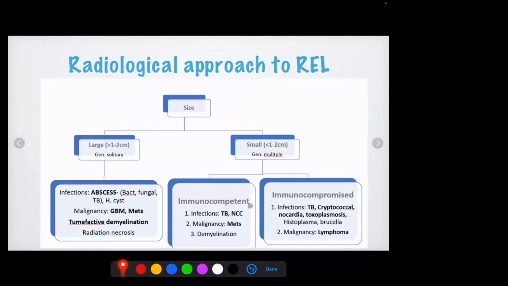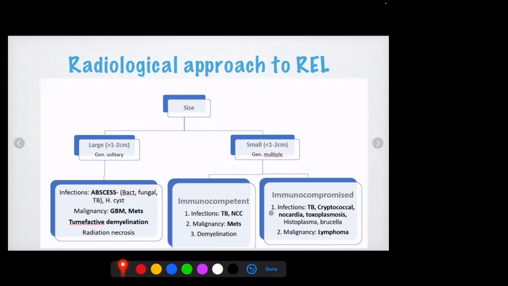In a normal healthy person, we would first think of TB, neurocysticercosis, sometimes even cryptococcal or nocardia or many other fungal lesions can also present in immunocompetent. But the common ones we start with are TB and NCC. An early malignancy, early metastasis can be small, can be single or multiple. Even demyelination in the form of ADEM, because it is a monophasic illness seeming like an infection sometimes.